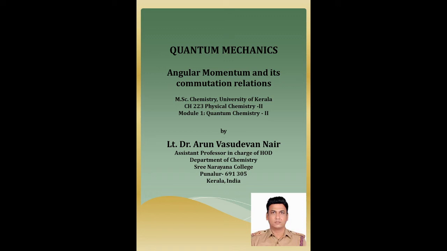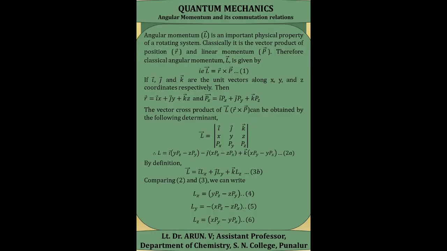The topic we have to study is angular momentum and its commutation relations. We know that angular momentum is an important physical property of a rotating system. Classically, it is a vector product of position and linear momentum, that is, vector r cross vector p. Therefore, classical angular momentum can be represented by the vector product L = r × p.